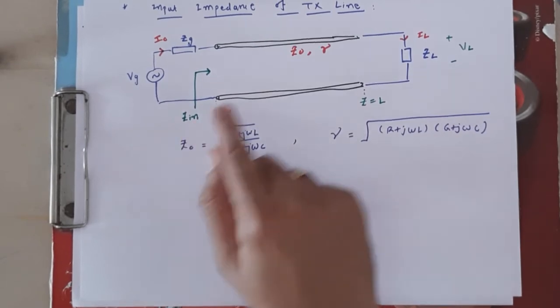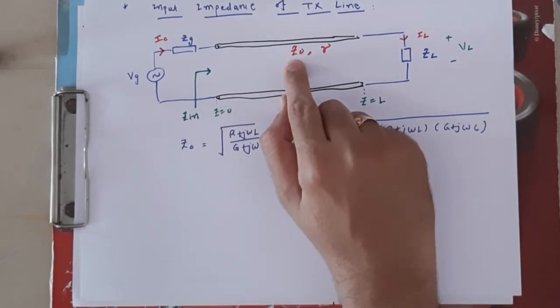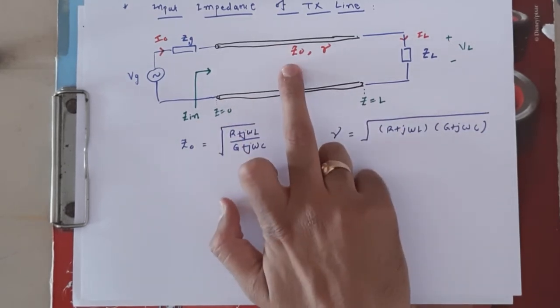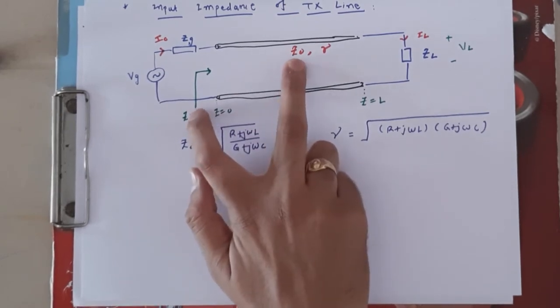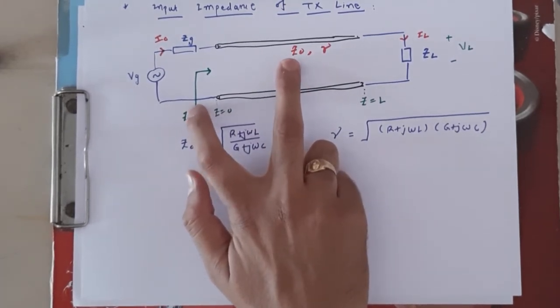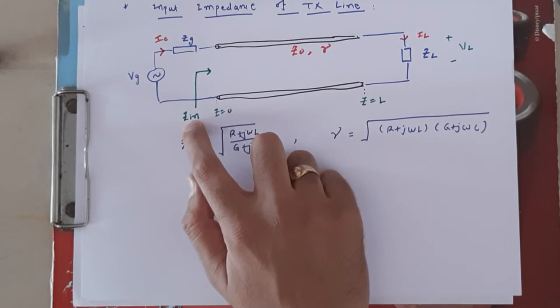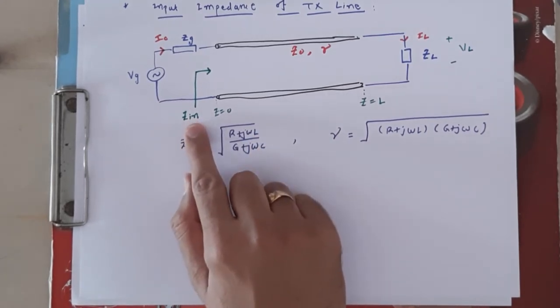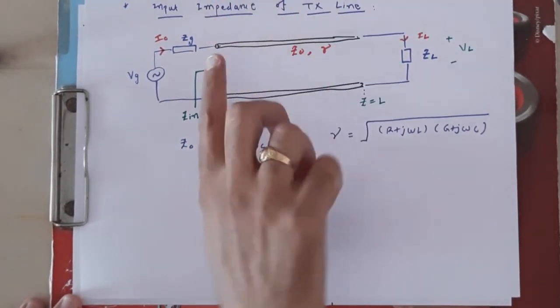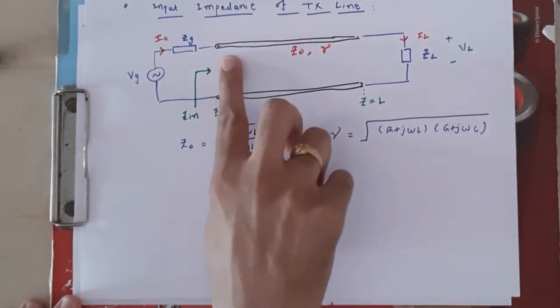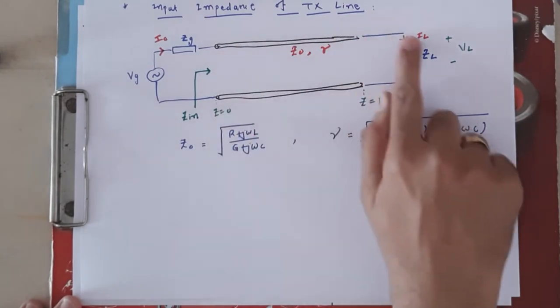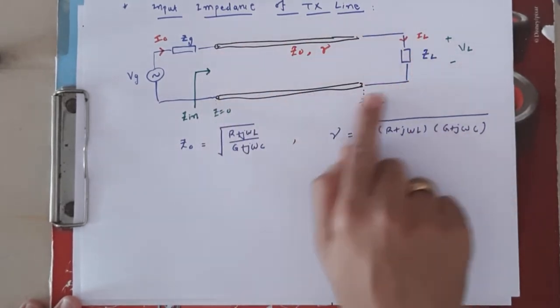This input impedance depends on the characteristic impedance of the transmission line also. See, these two are different things: the characteristic impedance of the transmission line and the input impedance. Okay, so keep it in mind. When you do the calculation for the input impedance, I have to observe only this portion. If you measure the input impedance, which things come into the picture?